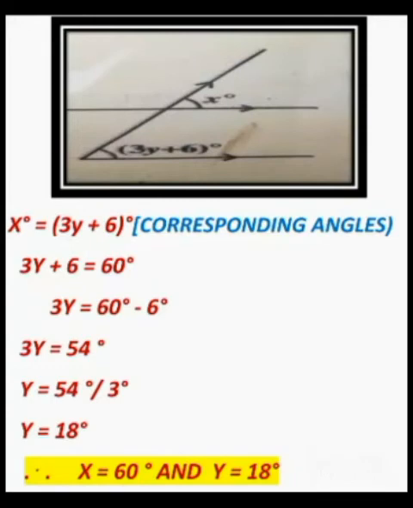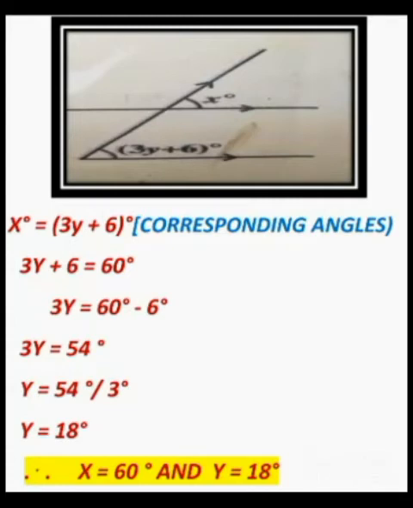Now you observe the figure again, see children. Here these two are the parallel lines and this is a transversal, isn't it? Here you have x degrees will be equal to 3y plus 6 degrees. See, x and 3y plus 6, one is interior and one is exterior. So x will be equal to 3y plus 6 degrees. What is the reason there, children? Corresponding angles.